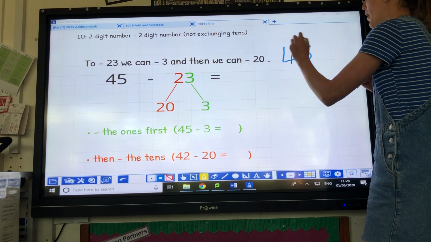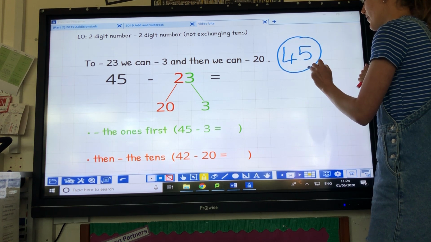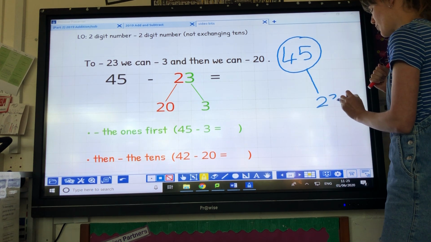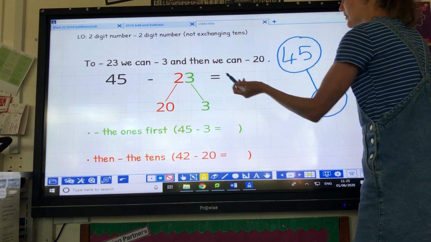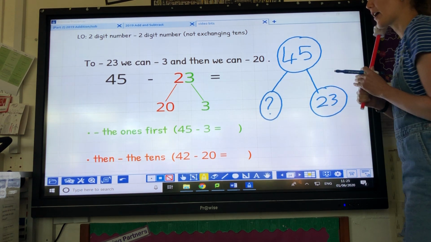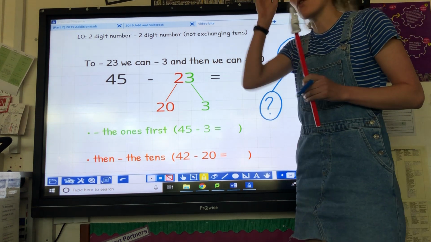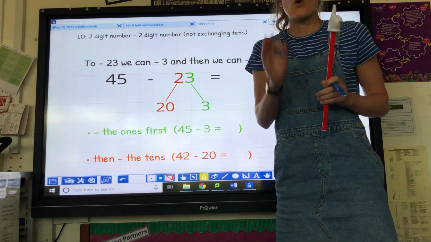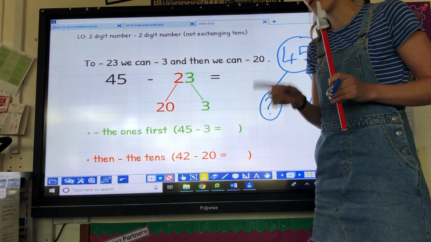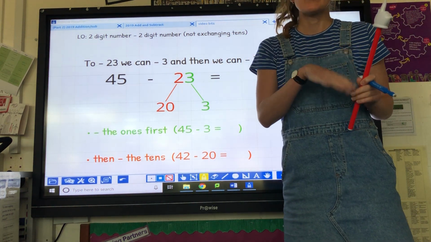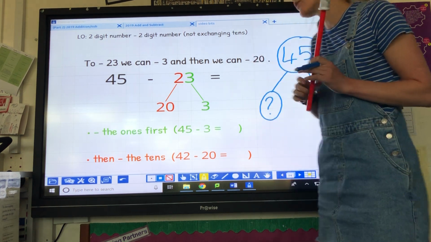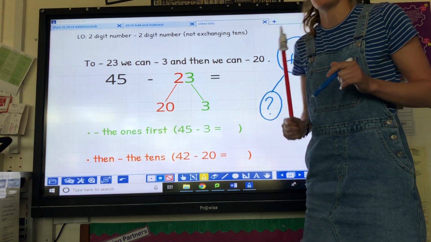So I'm going to draw my part whole to show it. 45, and then I'm subtracting a part, which is 23. When we subtract the 23, we can find the other part. Okay, so when we're subtracting, we always start by subtracting the ones. Now, before I showed you with subtracting tens, but we could start with the tens because we had no ones to subtract. But if you have ones to subtract, you need to start with them first.